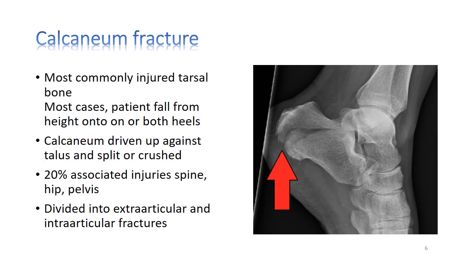The calcaneus bone is the most commonly injured tarsal bone. In most cases, patients fall from a height or onto their heels. As you can see by the red arrow, the calcaneus bone is driven up against the talus and is split or crushed. 20% of these fractures are associated with injured spine, hip, and pelvis. Calcaneus fracture can be divided into extra-articular and intra-articular fractures.